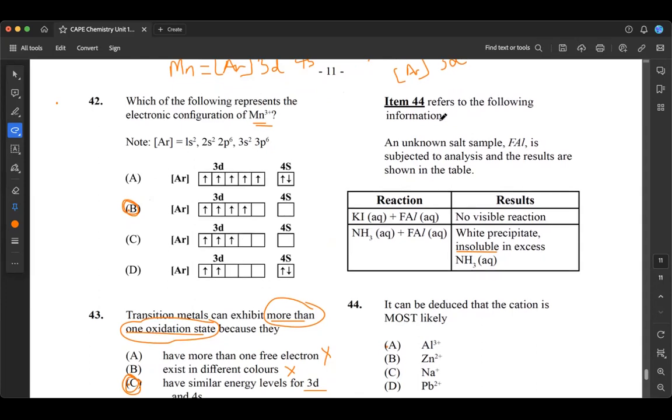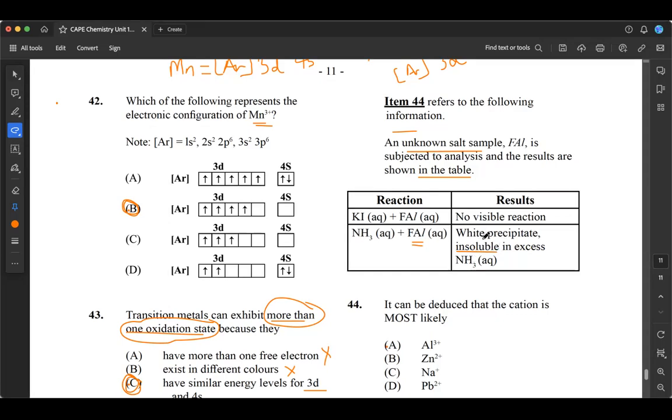Item 44 refers to the following information. An unknown salt sample, so that's FAL, is subjected to analysis and the results are shown in the table. So we have potassium iodide, aqueous, going to FA, and this is our unknown thing here. And we see no visible reaction, right? And then when we add ammonia to this salt, we see a white precipitate that's insoluble in excess ammonia.